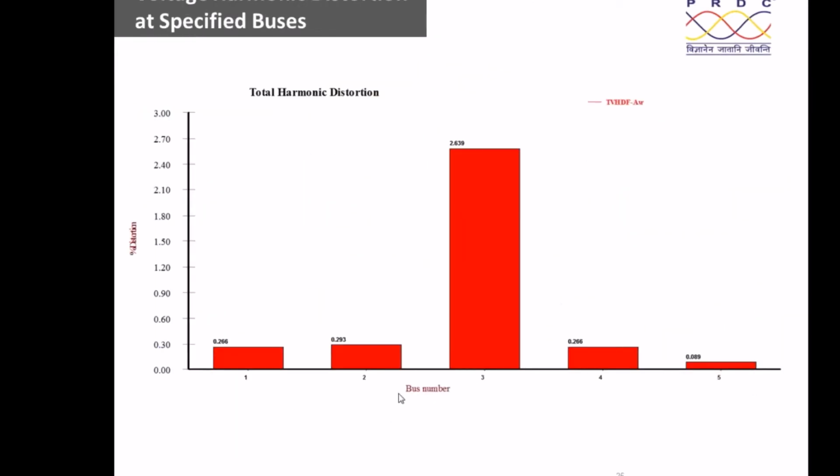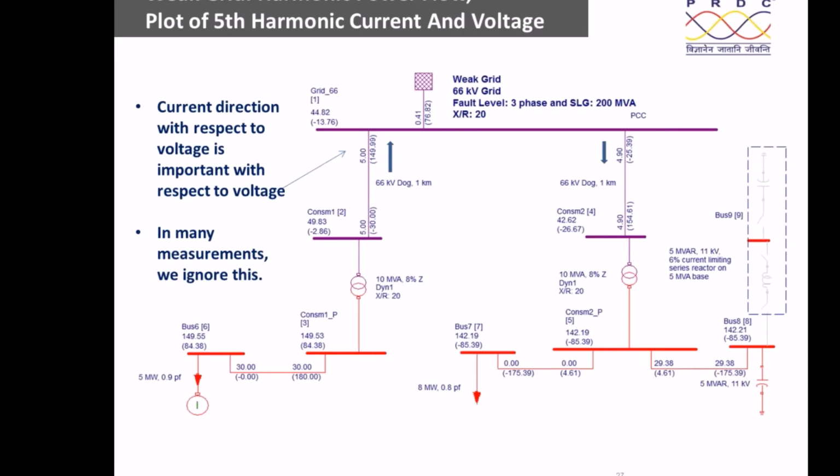Now you can see once again the various bus numbers. What is the distortion? You will be able to know that the distortion is within the acceptable limits. Now you see what will happen if you consider the weak grid. In case of a weak grid, the 66 kV grid fault level, 3-phase and single line to ground fault, is considered as 200 MVA. Therefore, it is a weak grid.